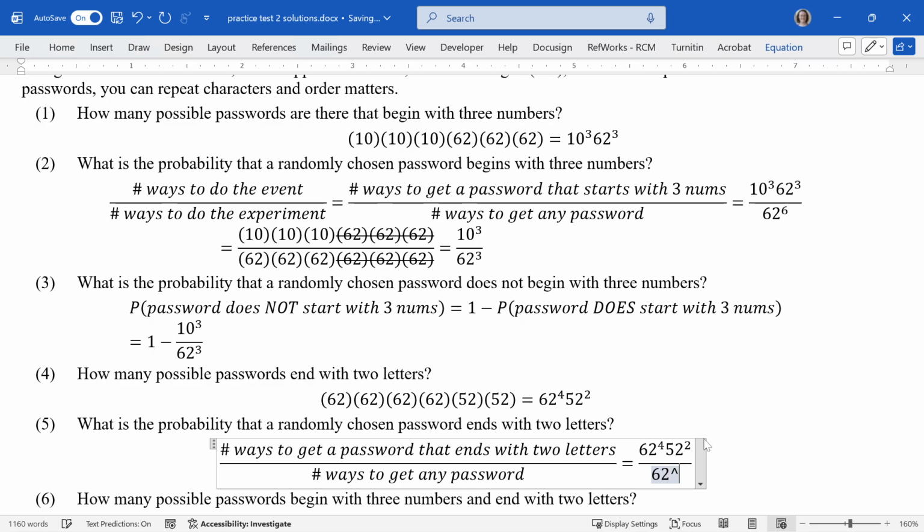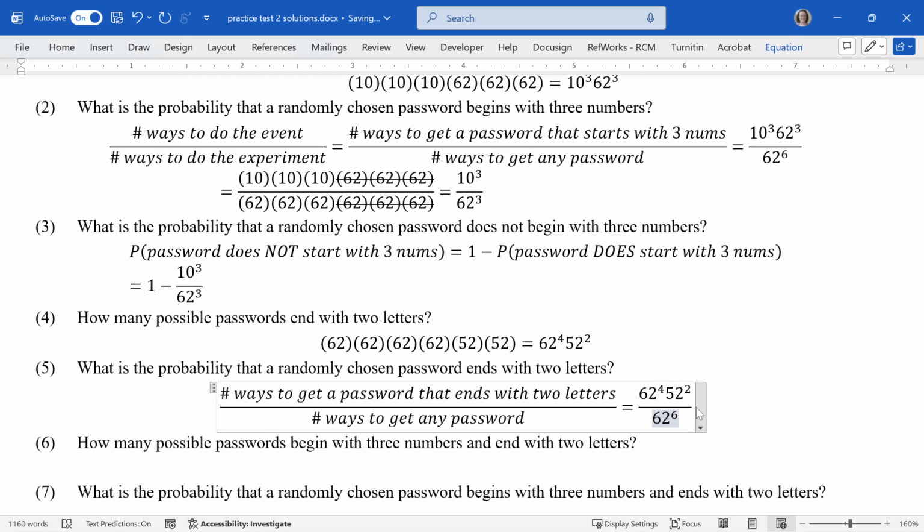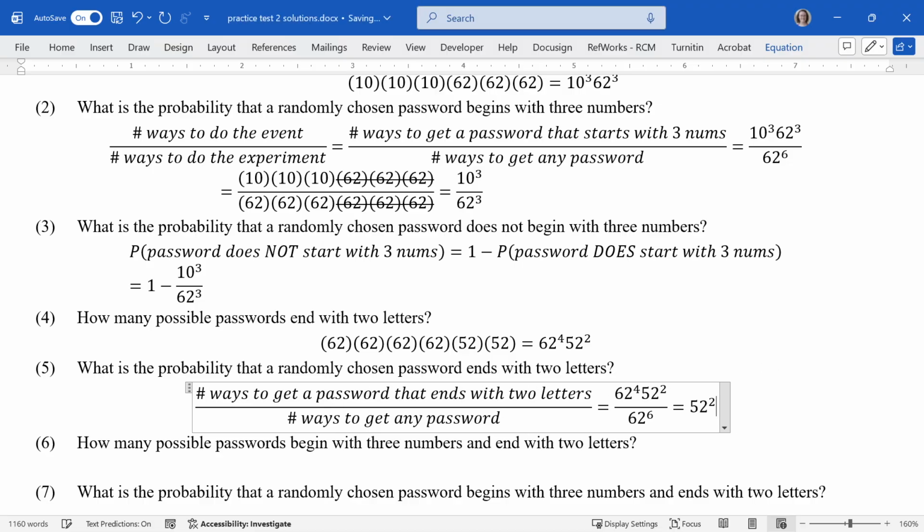And then on the bottom is going to be 62 to the 6th. And if you want to, you can cancel out. You would cancel 4 multiplied copies of 62, so that would leave you with 52 squared on the top, and then 62 twice on the bottom.